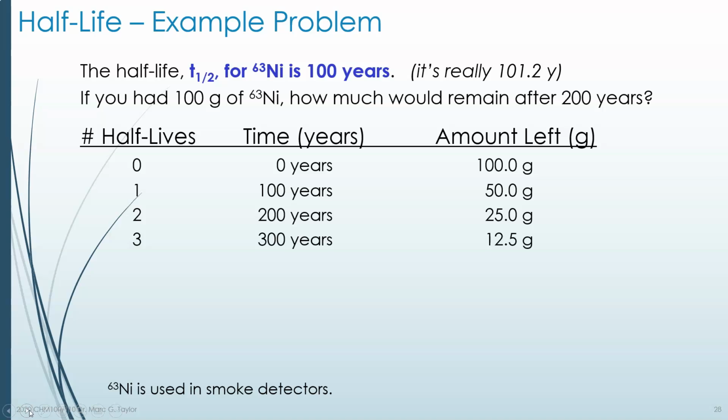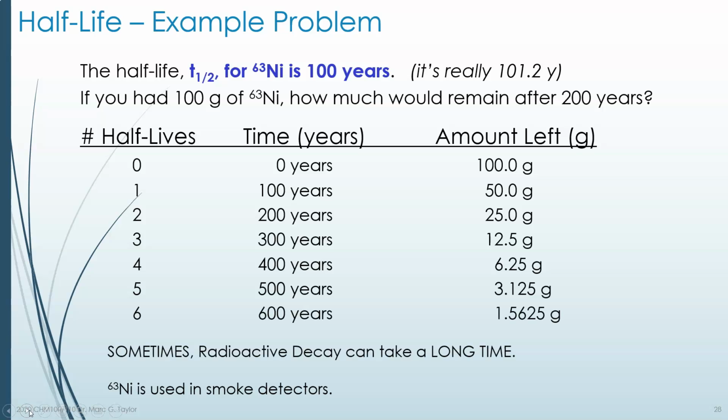300 years is a third half-life, 12.5 grams. 400 years is 4 half-lives, 6.25 grams. 5 half-lives, 500 years, 3.125 grams. 600 years, 6 half-lives, 1.5625 grams.